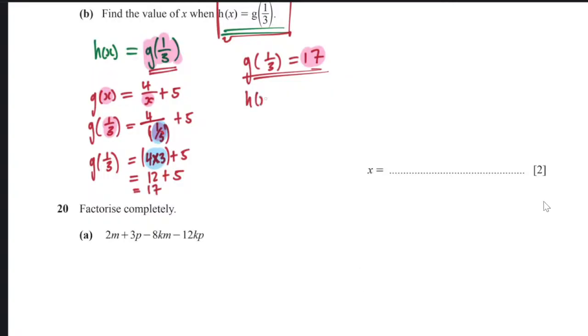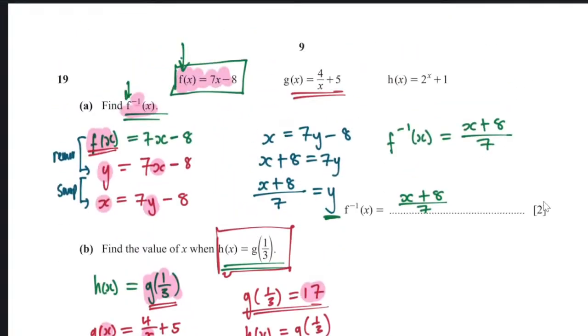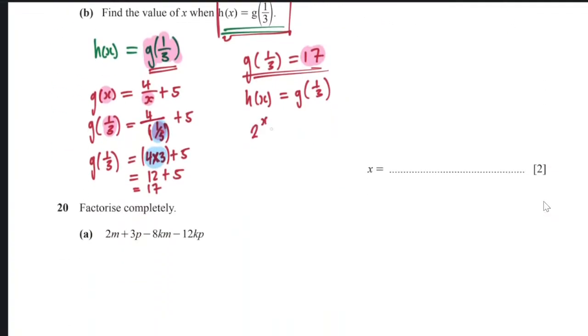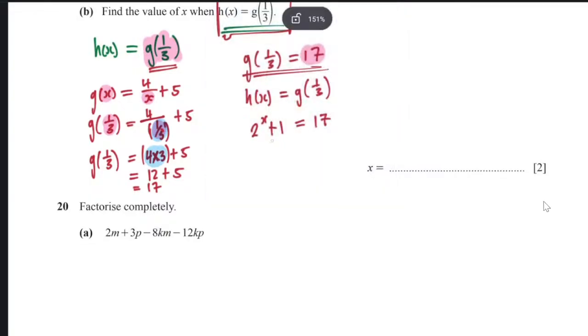Now we can say h of x is equal to g of 1/3. Which means h of x, let's put the h of x. What is it? 2 to the power x plus 1. So you can say 2 to the power x plus 1 is equal to, what is g of 1/3? 17. Then now we just continue. You know what to do. When you have something with the power, you need it to be alone. So take that plus 1 to the other side. You are just solving, okay, step by step.